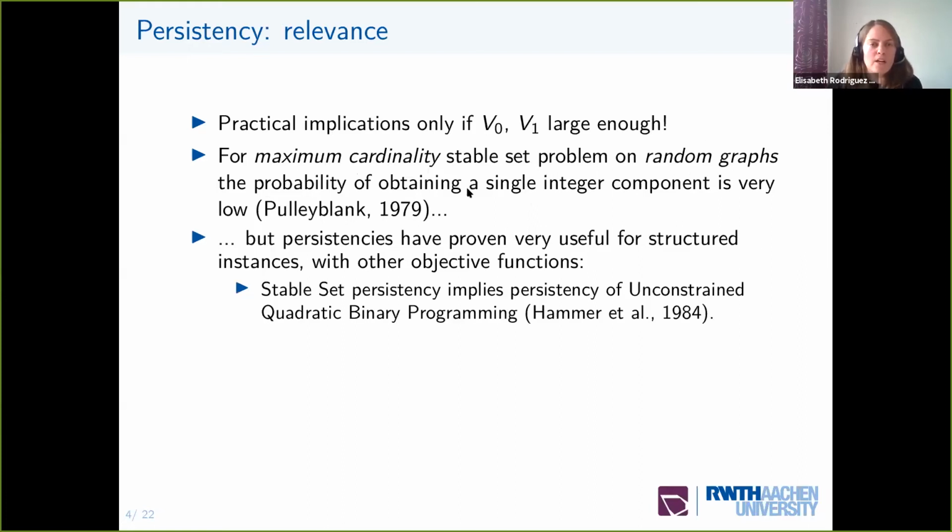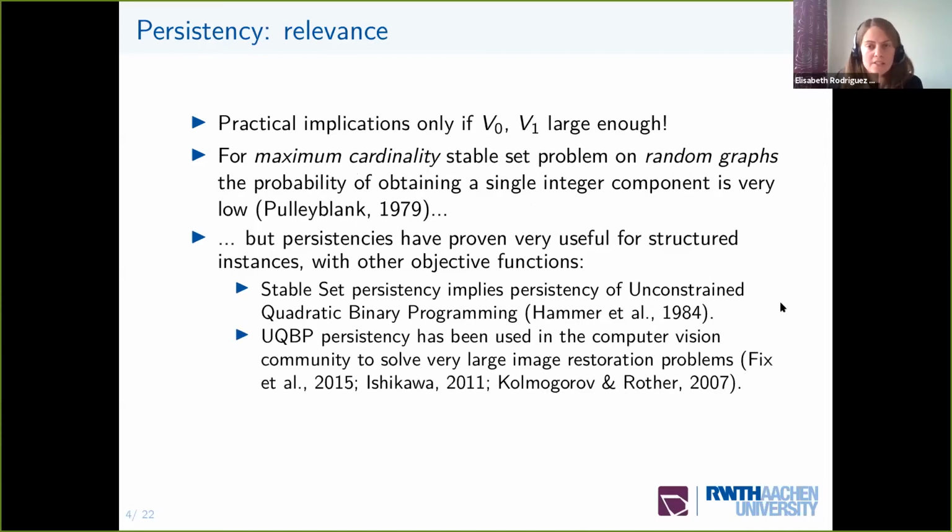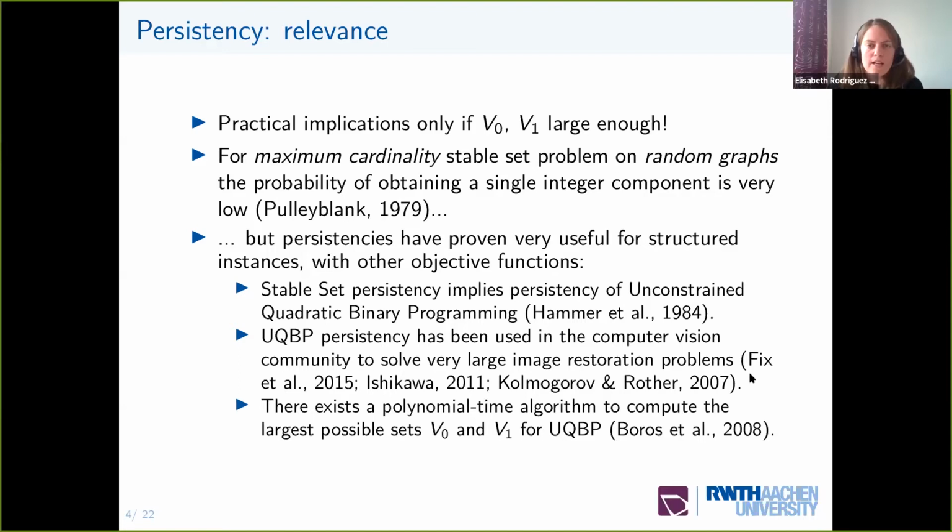So in particular, persistency for the stable set problem implies persistency for unconstrained quadratic binary programming. And in this context, the persistency has been used by the computer vision community to solve or to reduce the dimension of very, very large image restoration problems. And there is also a polynomial time algorithm to compute the largest possible set of these variables here that we can potentially eliminate for unconstrained quadratic binary programming.